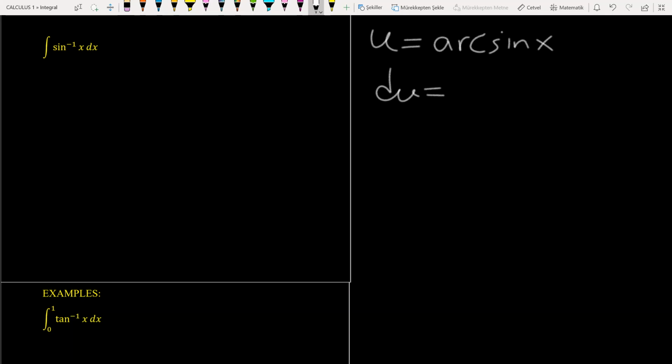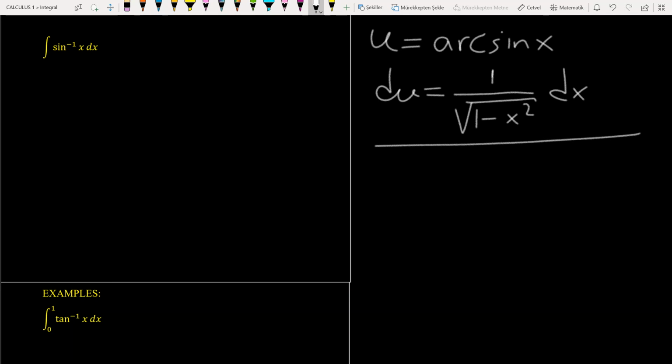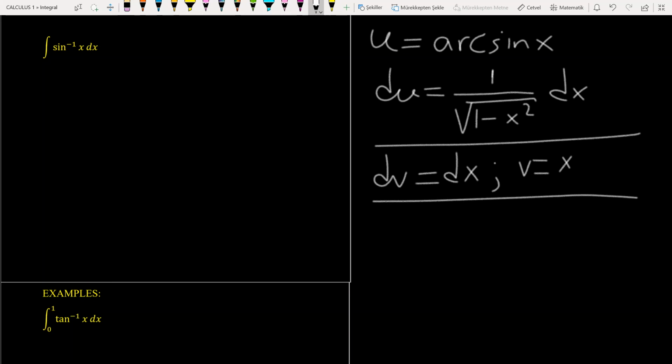If you differentiate both sides, du is equal to the derivative of arc sin x, which is 1 over square root of 1 minus x squared dx. Okay, this is the u, du part. What about dv? dv is the rest, very easy. What is the rest? dv is dx. So v becomes x. So we have all the information to use the integration by parts formula.